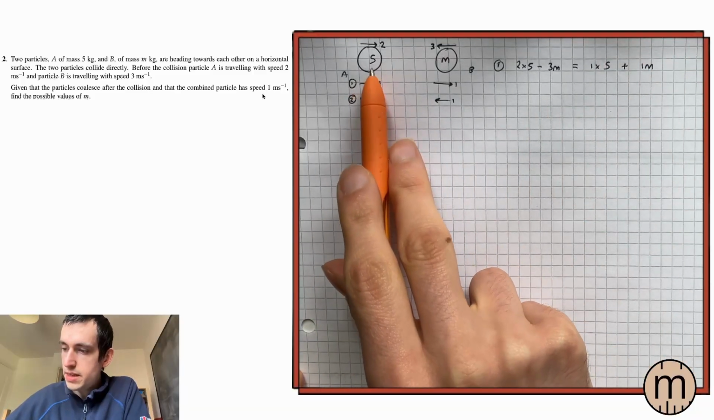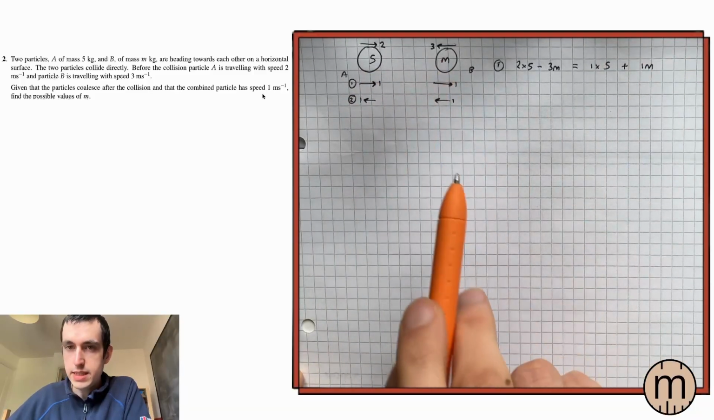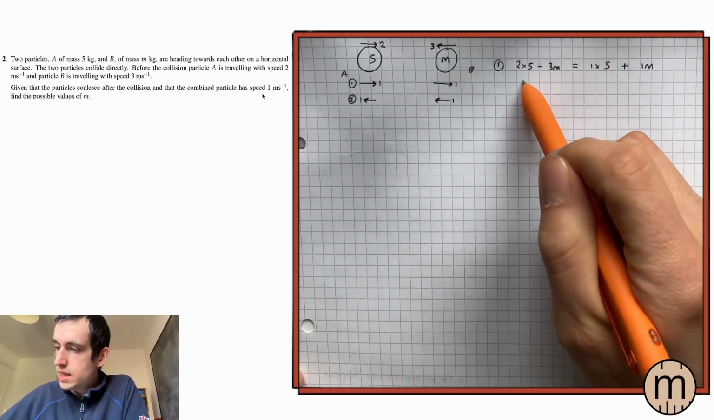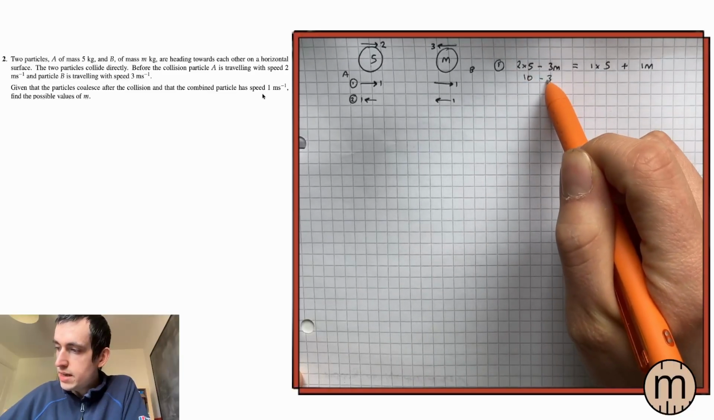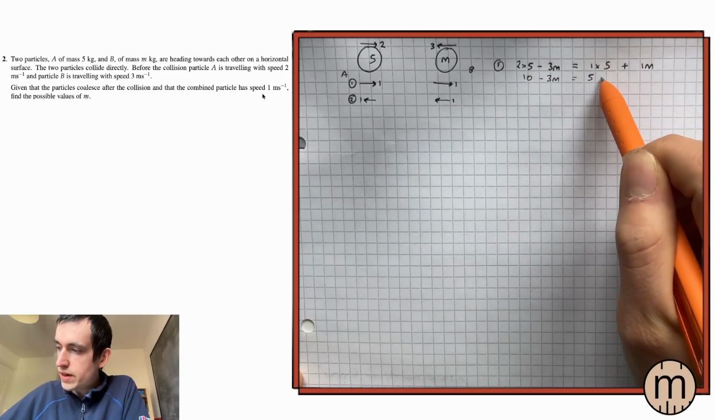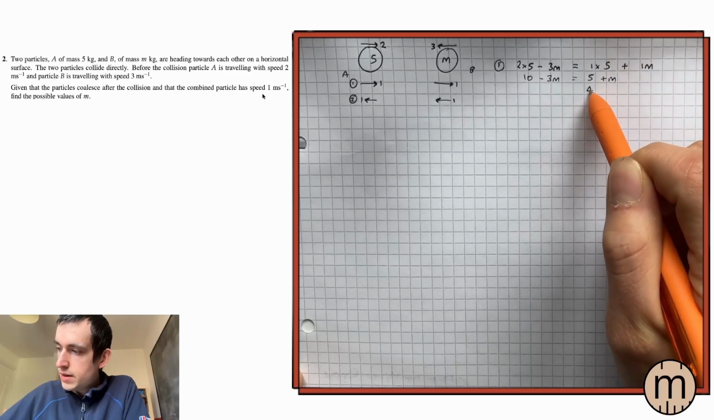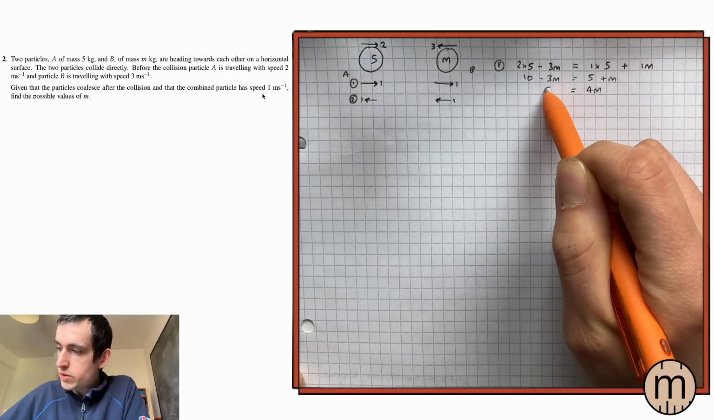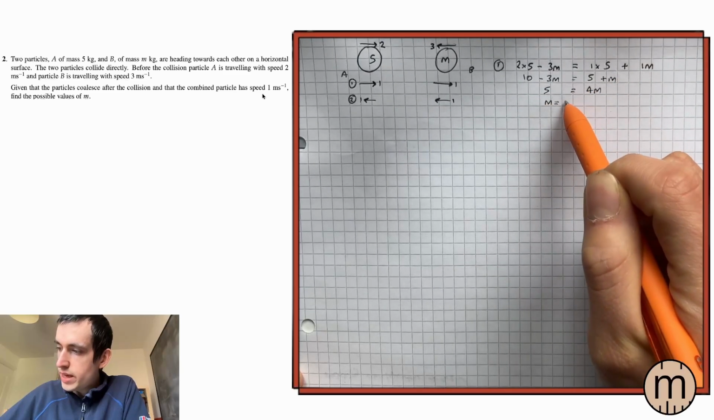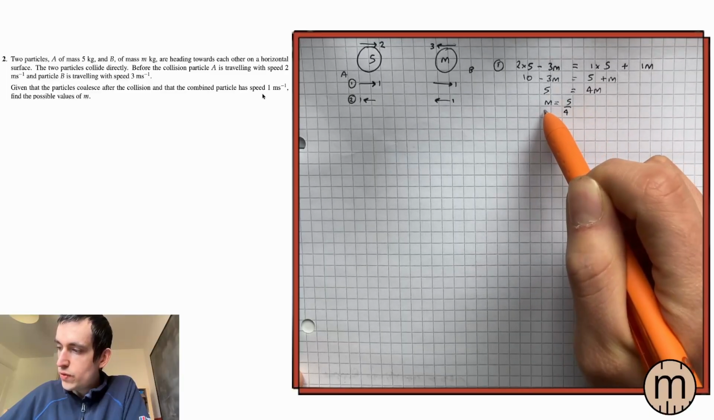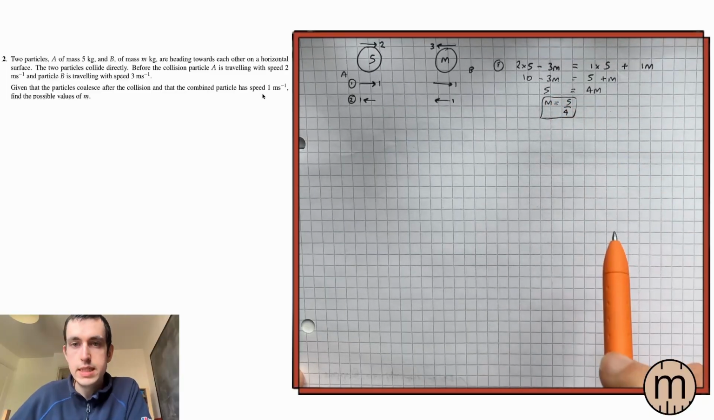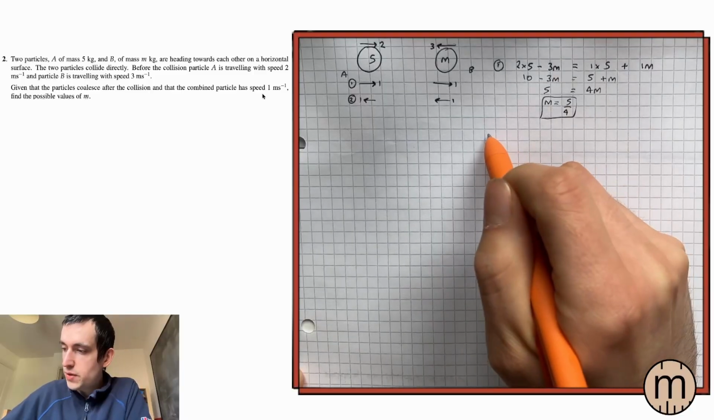So that's the speed times the mass and the speed times the mass. 2 times 5 is 10. 1 times 5 is 5. I'm going to add 3m to both sides, and we get that m is 5 over 4. So that's one potential value of m.